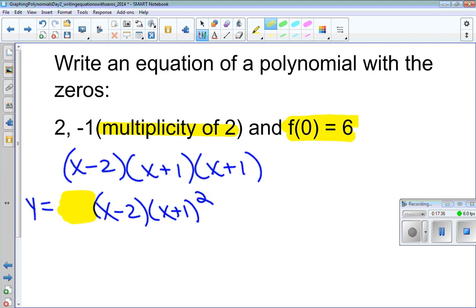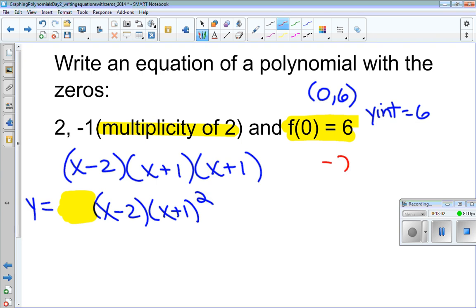I'm going to look at my y-intercept, or the point (0, 6). Also, the y-intercept is equal to 6. It can be written in any of those three formats, okay? What is the y-intercept right now? -2. And I don't want it to be -2, I want it to be 6.